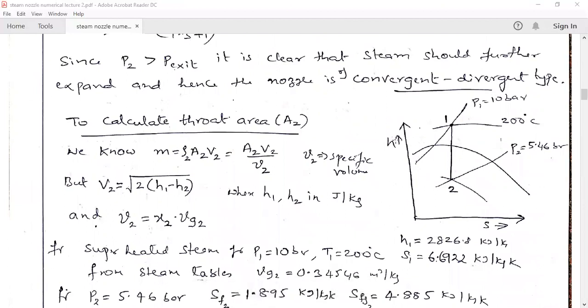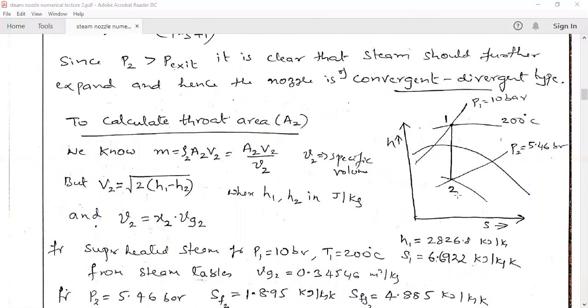Now, let us see the HS diagram. So here it says it is P1 at 200 degrees centigrade. So you need to find the point 1. And after that, isentropic expansion takes place up to the throat, because the throat is the area where we have the minimum area. So hence here we are using only the two pressure conditions, P1 inlet and the throat P2, since we need to find the area at the throat region.